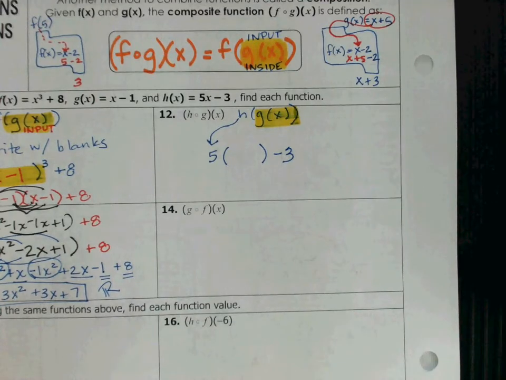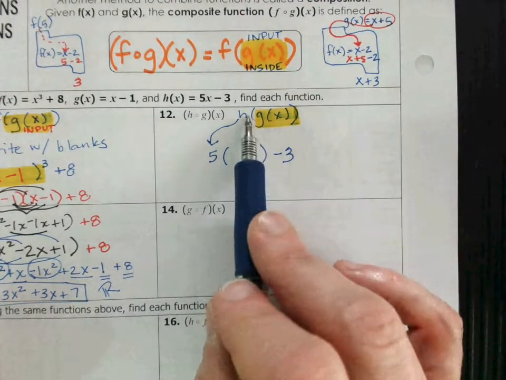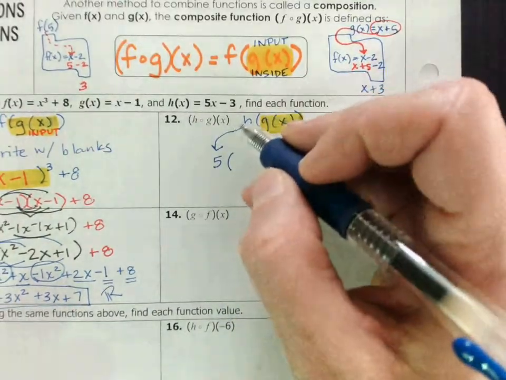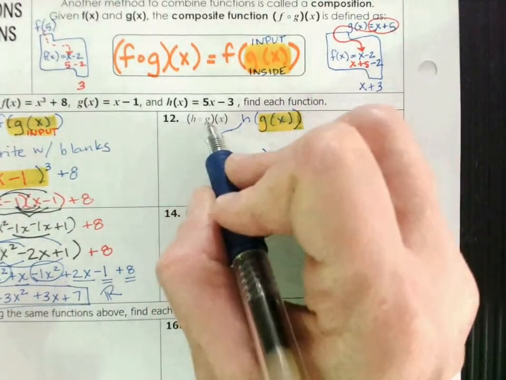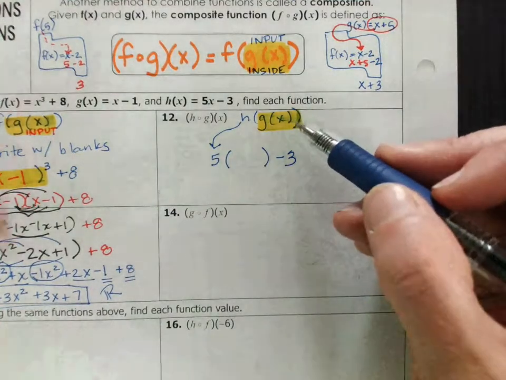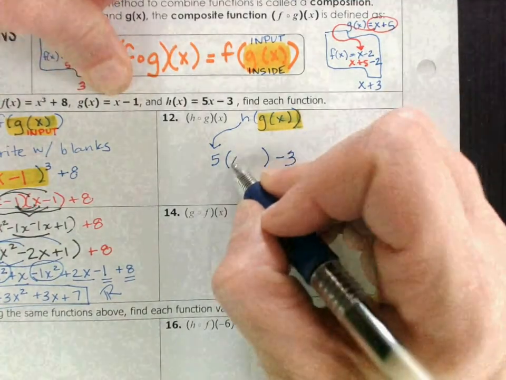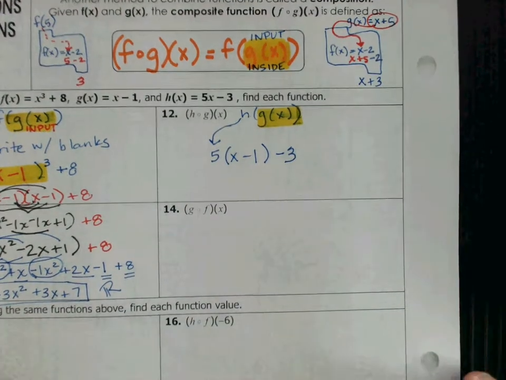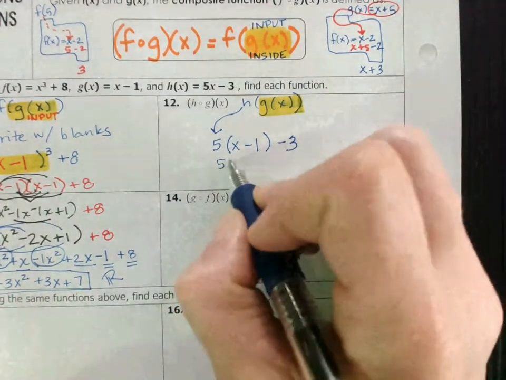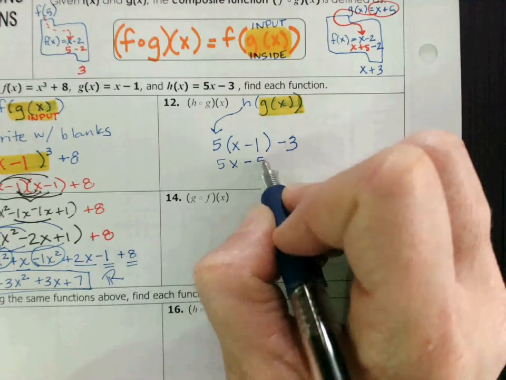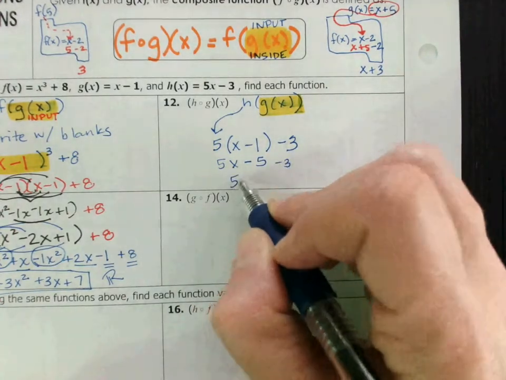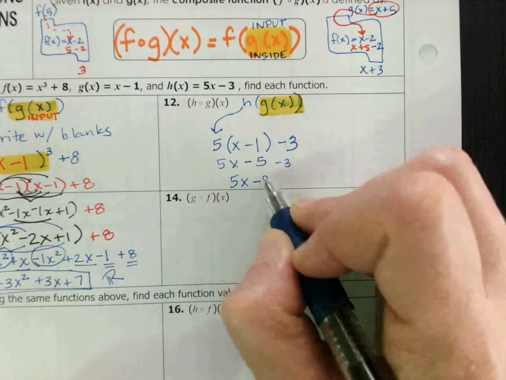So you're good. All right, so the h function is the one that we're going to use because we see the h function first. So this is the function you use. This is the one that you input. What is my g function? X minus 1. Now this one's a whole lot easier to solve out. So I'll get 5x minus 5 minus 3. And so my final answer is 5x minus 8. And you're done.